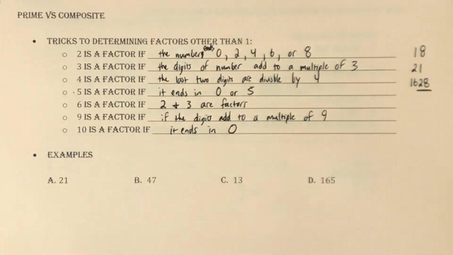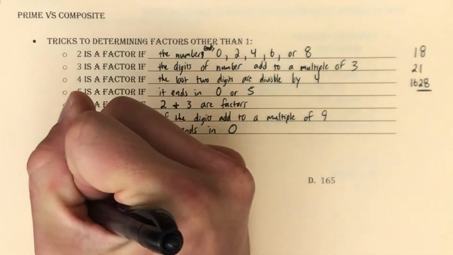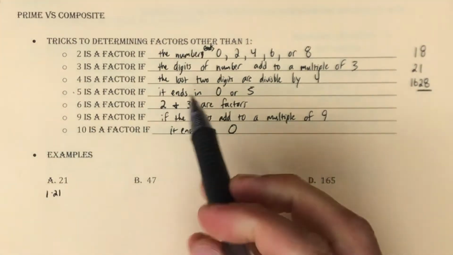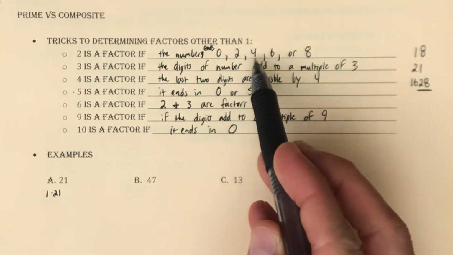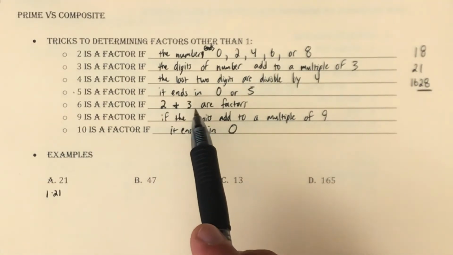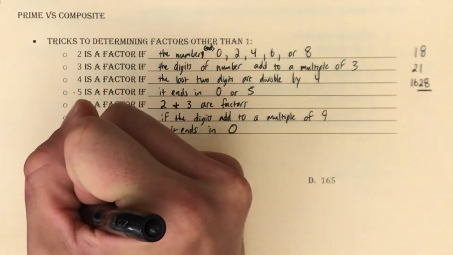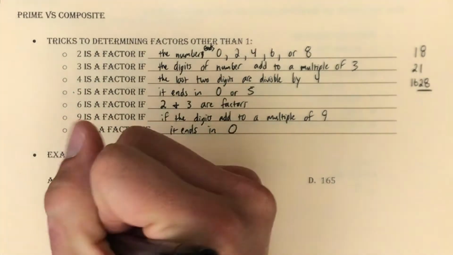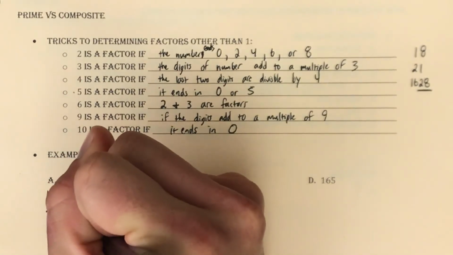So example A, 21. We are looking to see, hey, is anything other than 1 and 21 a factor? Well, I just like to list them out real quick. So 1 times 21, there's the first one. Does 2 go in? Well, it doesn't end in 0, 2, 4, 6, or 8. Does 3 go in? Well, you might know that 3 times 7 is a factor, right? And so we definitely know that this is a composite number.